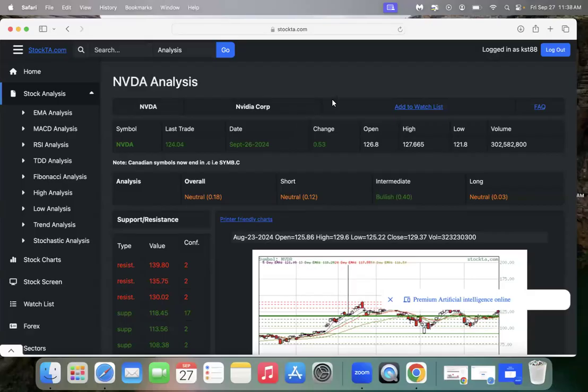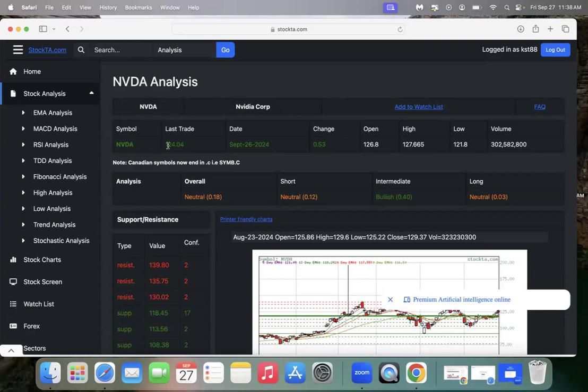Hi, this is part two of how to use StockTA.com. We're going to dig down into an actual stock, and I'm going to explain how our algorithm and how our process works. So the first stock we'll look at is NVIDIA, ticker NVDA.